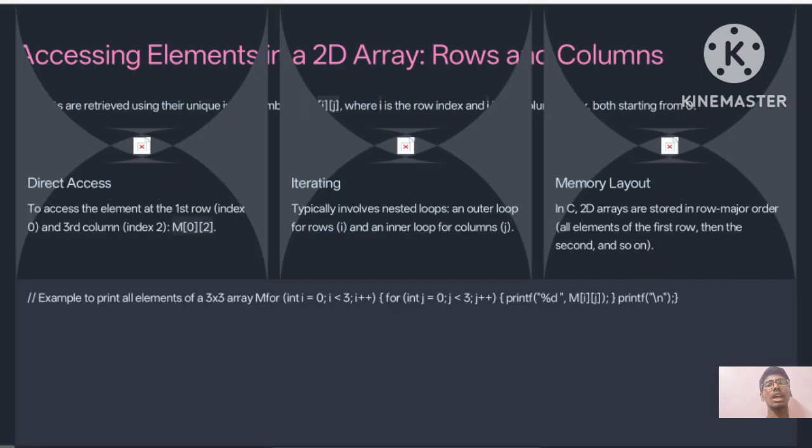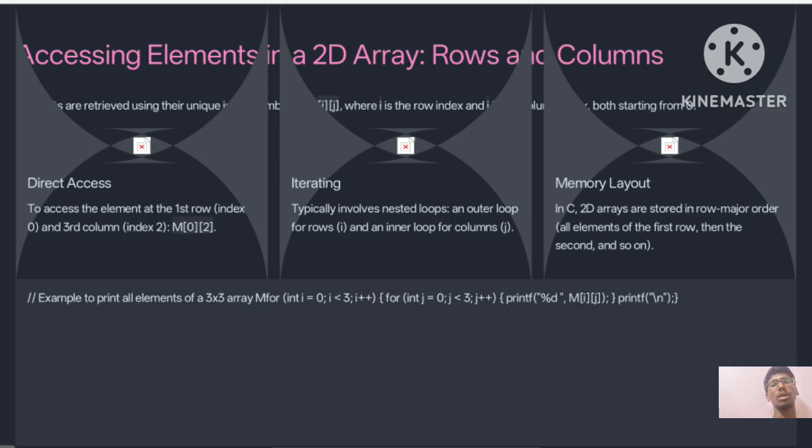Accessing elements in 2D arrays. Elements are retrieved using their unique index combination i and j, where i is the row index and j is the column index, both starting from 0. Direct access: to access the element at the first row, index 0, and the third column, index 2, we write m[0][2]. Iteration typically involves nested loops, with the outer loop for rows i and the inner loop for columns j.